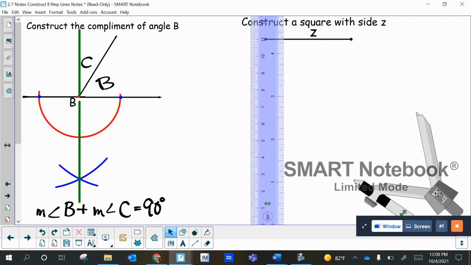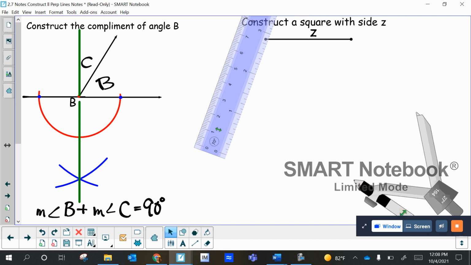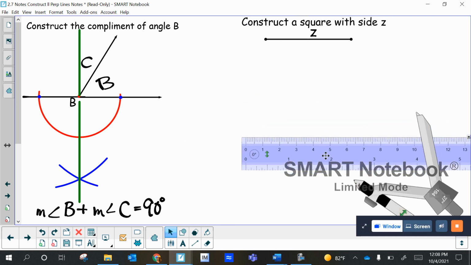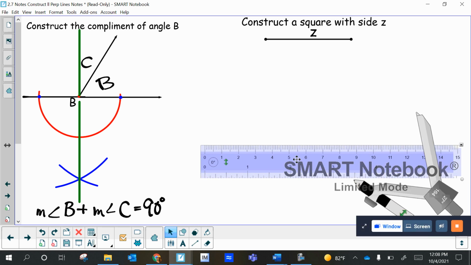How do I make a square? Okay, well, what's one of the main properties of a square, y'all? 4 sides, they're equal. And the other main property? All angles equal how much? 90, very good. So that's actually what I'm gonna start off with. I'm gonna start off with a 90-degree angle.